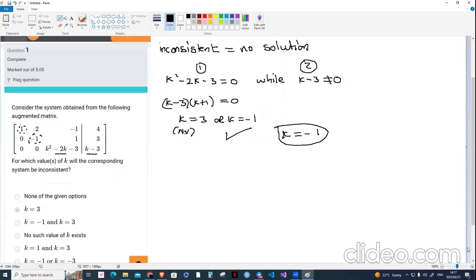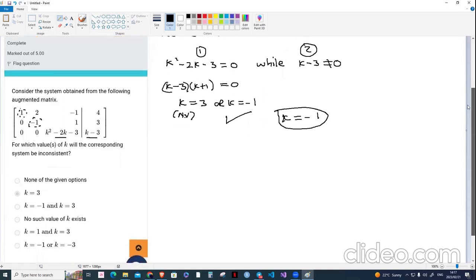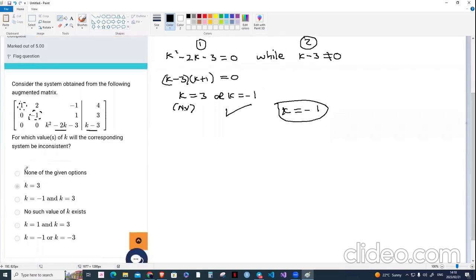So if we check our solutions here, we have to look for k is equal to -1. Well, this one is wrong because it says the correct answer is k = -1 and it uses an "and" here, which means both of them should be true at the same time. This one is not correct. This one is not correct as well. This one is the one that's correct.